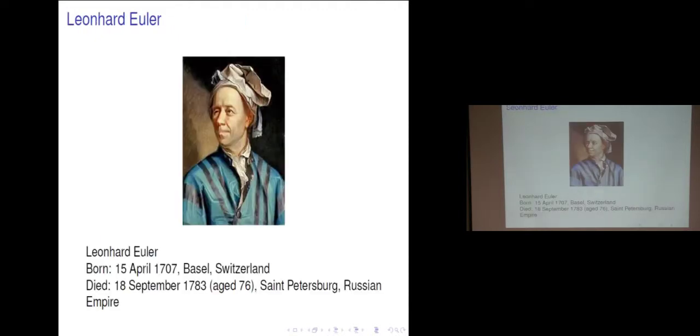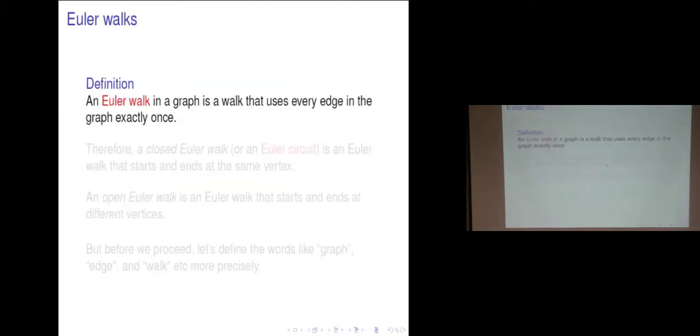Here's Euler. He is one of the best mathematicians ever. He's Swiss and died in St. Petersburg. You've probably seen Euler formula, Euler this, Euler that, right? In his late life, he became blind, but he could still do fantastic math all in his mind. So this is a genius. You should remember the name Euler.